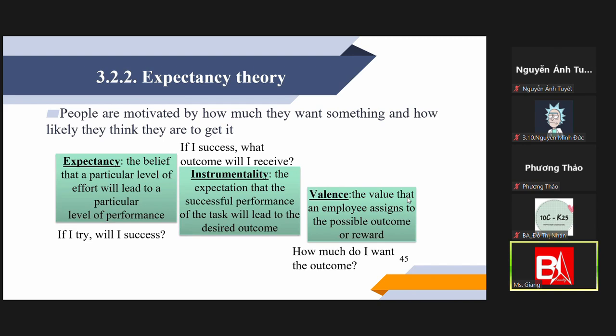In order to have the motivation, an individual should have the three factors: expectancy, instrumentality, and balance. If they don't have one among three factors, their motivation will be zero. They will have no motivation.